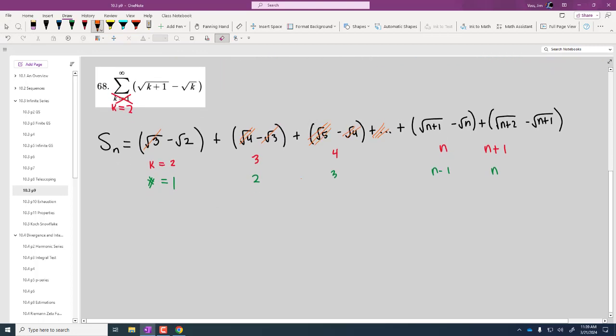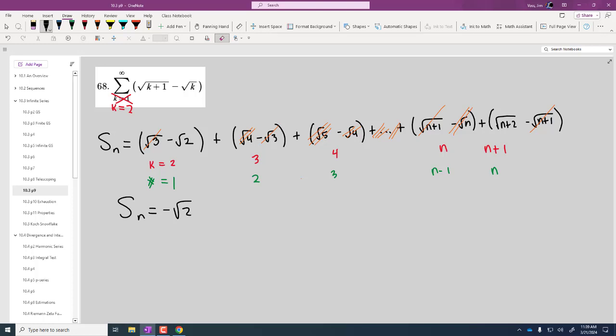Okay. And then if we go backwards, from right to left, start here, we're doing second part with first part of prior. Second part with first part of prior, second part, first part of prior, somewhere in the dots. So the only stuff remaining, S sub n, will be negative square root of 2 plus square root of n plus 2. So there is our formula for the nth partial sum for the finite series.